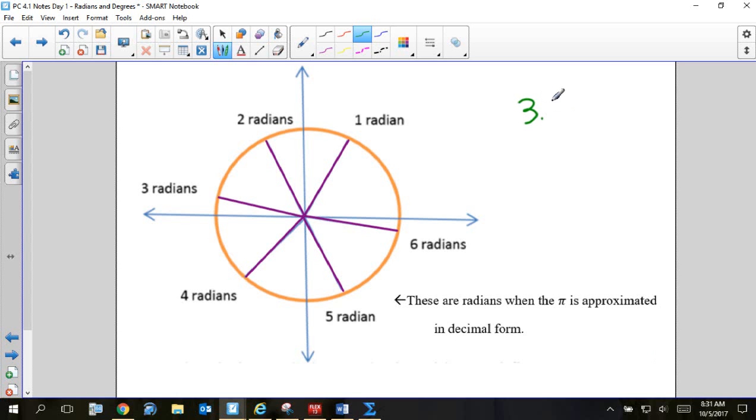Where is 3.14 radians? Well, it's not in a quadrant, but where is it? On that negative x-axis. So if I'm asking you where is 4 radians, then you would know it's got to be a little bit past 3.14, right? So you could kind of figure it out that way.